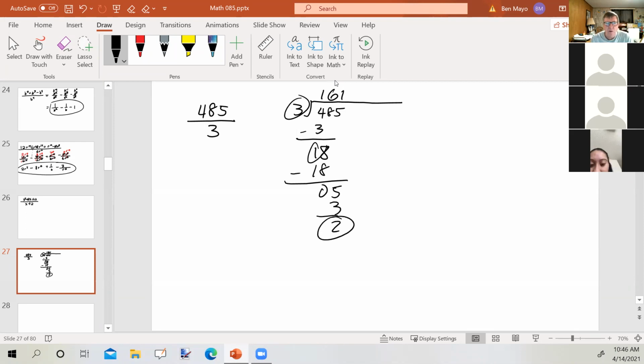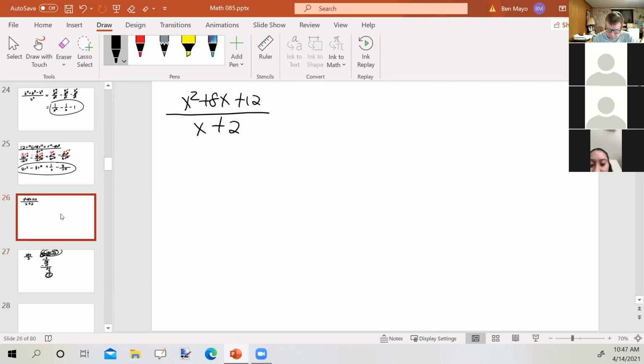And now, way back in basic arithmetic, when you first started out, you would have written 161 R2, meaning remainder of 2. Then later on in life, when fractions were introduced, you would have said 161 2/3. So you would have taken the remainder over the divisor. Do you remember doing that? And then maybe later you'd have decimals, but this is the form we're going to be using for the remainder. Okay, so let's go back up here.